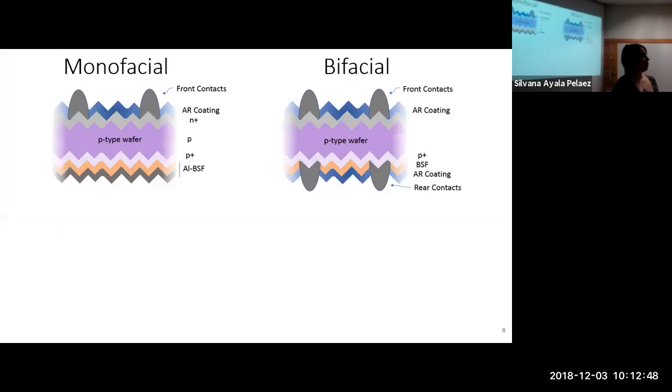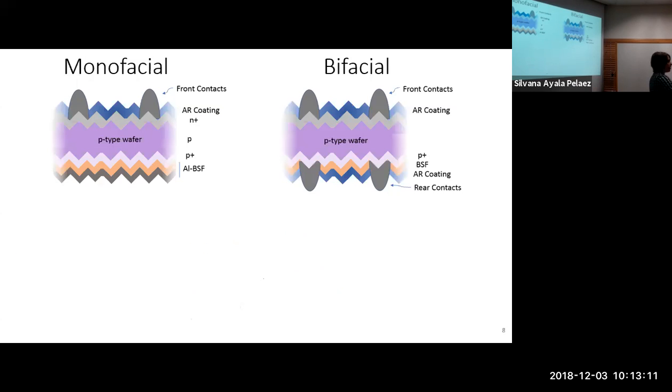Looking a little bit more into the cell structure, it can be a P-type or N-type wafer for those that are a little bit more into the semiconductor. But the main difference, again, is that we have front contacts on both, and on bifacials, we have rear contacts instead of using the whole back surface as a contact.